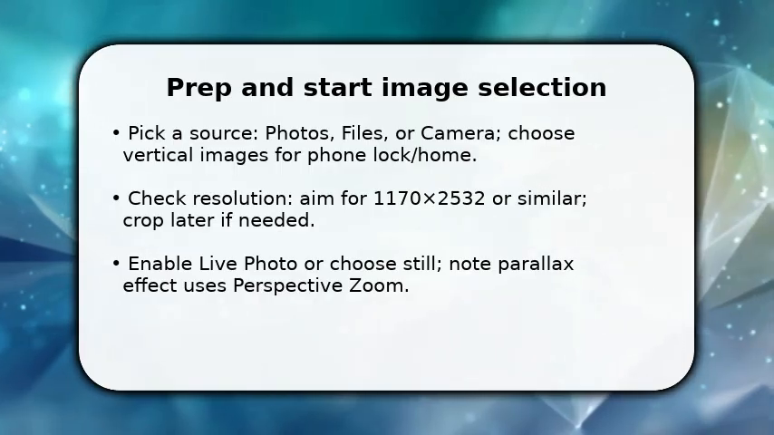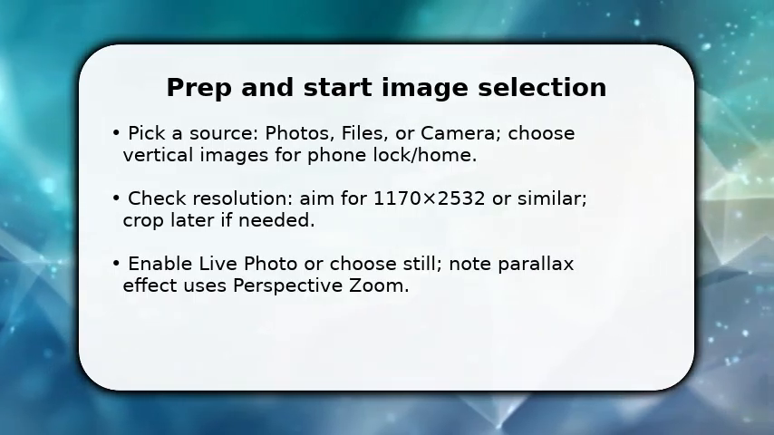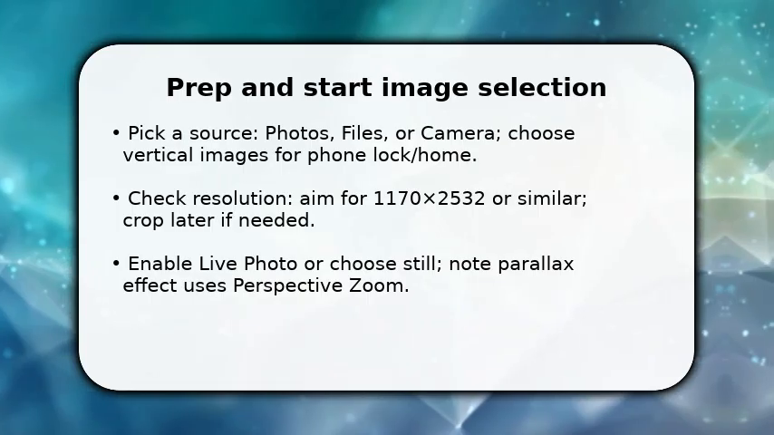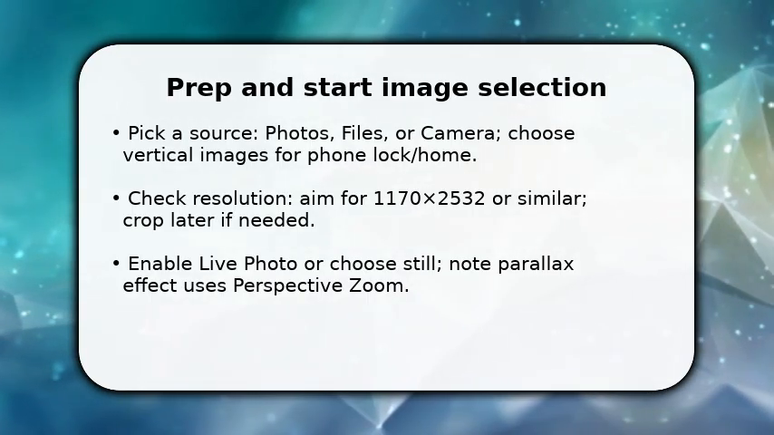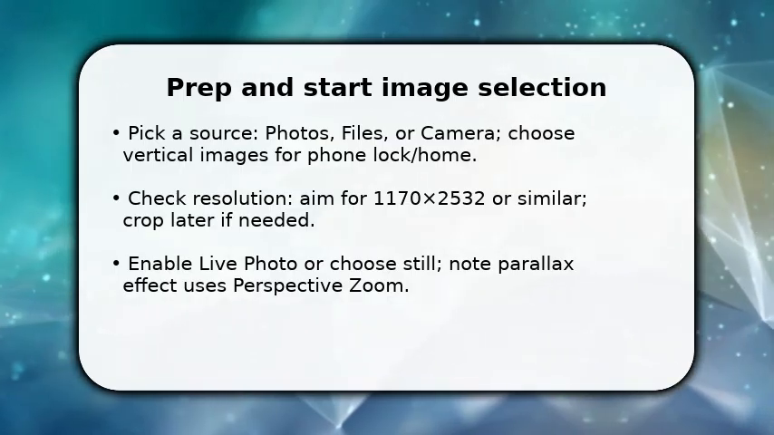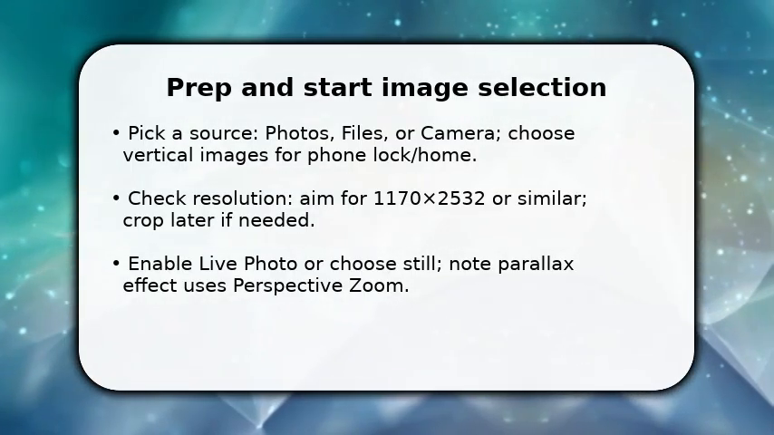You begin by choosing the image you want, open Photos or Files, and pick a vertical photo that reads well on a phone. Make sure the image resolution is high enough so it won't blur when cropped. If needed, take a new photo. Once done, decide between live photo and a still. Live gives motion, stills conserve battery.